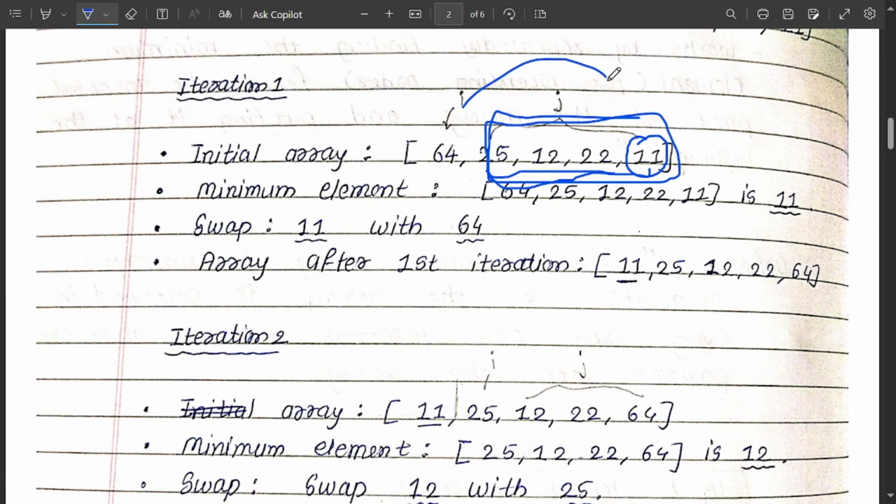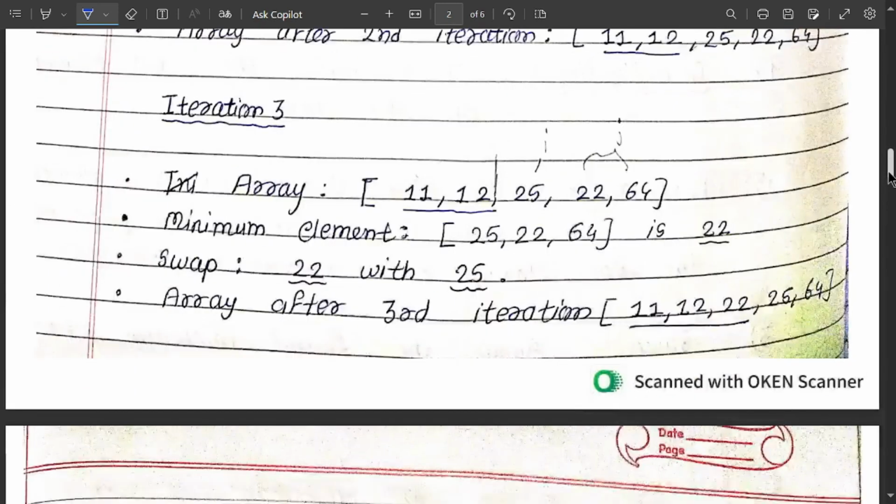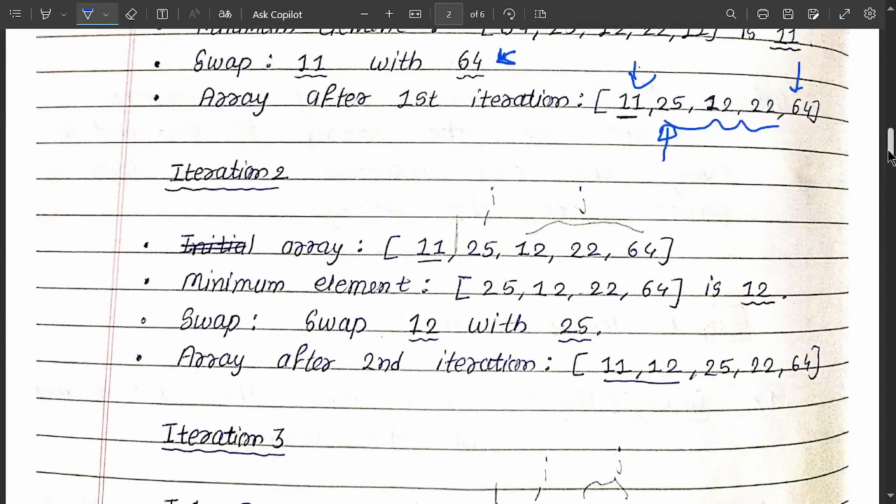So we are going to swap them. That means we replace 64 by 11. When this is swapped, in place of 64 there will be 11, and in place of 11 there will be 64. So this is iteration number 1, and the remaining numbers stay as they are.